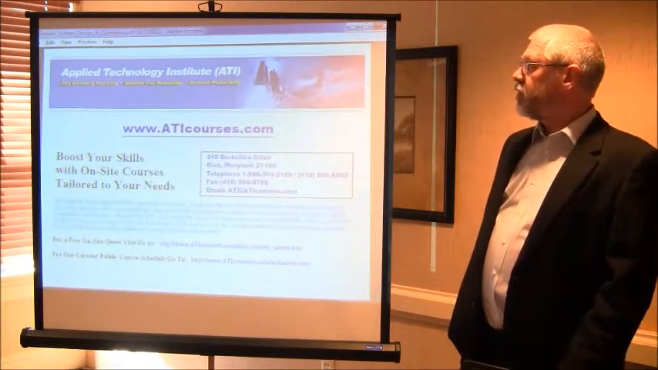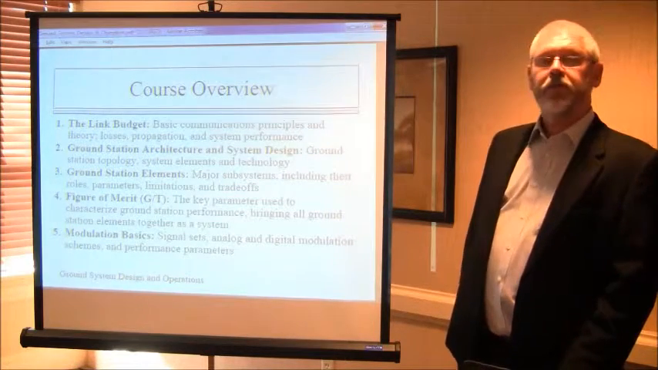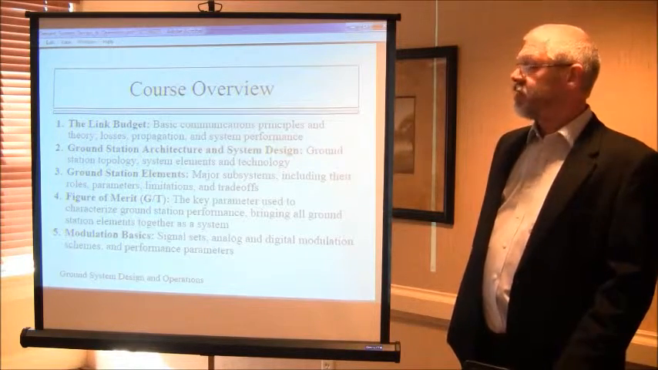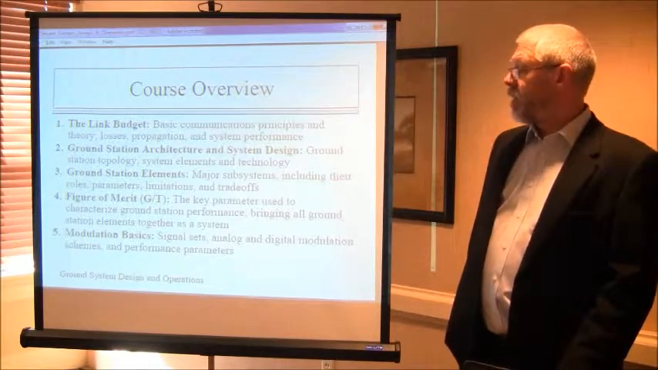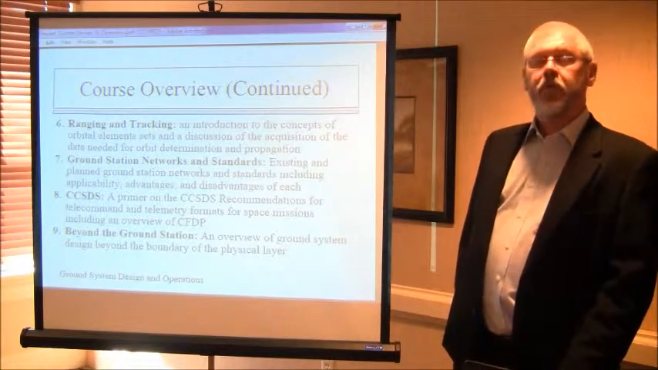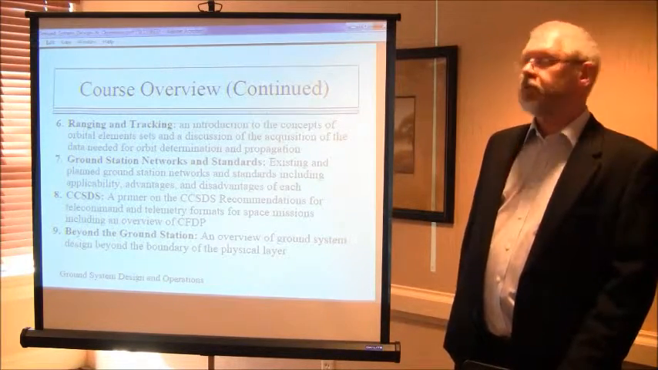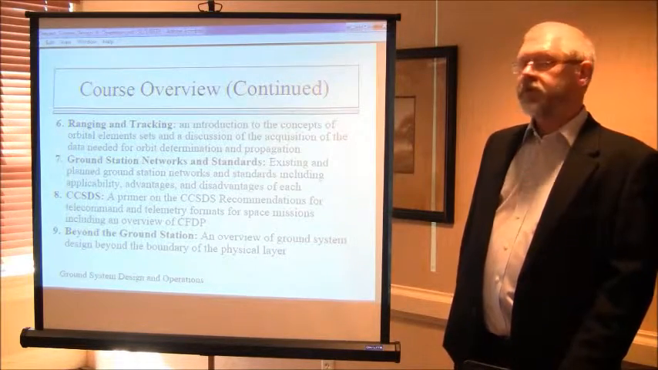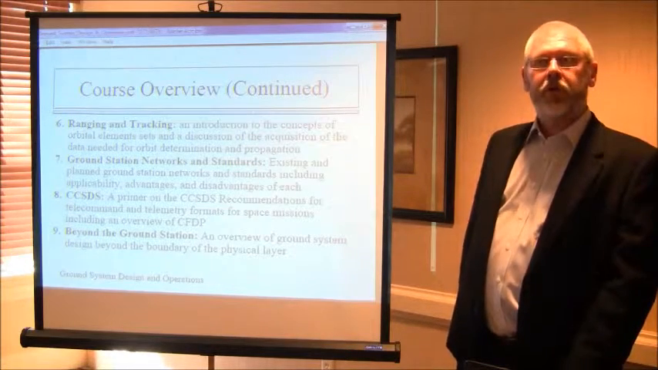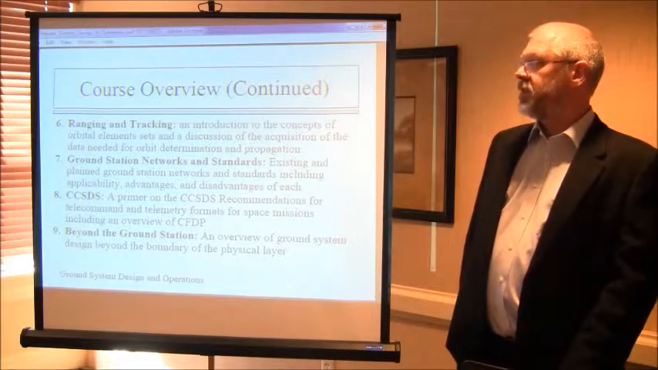The course outline starts off with a table of contents, covers topics such as link budget and ground station architecture. We'll talk about the elements of the ground system and figure of merit. I cover a section on modulators and modulator basics. I have a brief segment where we introduce the concepts of ranging and tracking, orbital element sets, and orbital shapes. We'll talk about ground systems networks and standards. These include NASA's CCSDS standards. We talk about various ground system networks for hire that are available, including the Deep Space Network.